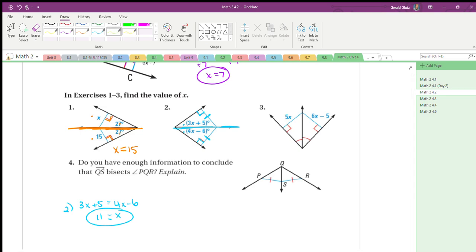And number 3, so again, we got a bisector because this is a 90-degree angle, 90-degree angle, and those two angles are congruent. Just to remind you, when we have 90-degree angles, that means this line and this line are perpendicular. That's how we get 90-degree angles, when two lines are perpendicular. We also know now that those two segments are congruent. So 5x has to be equal to 6x minus 5. So I'm going to add 5 to both sides and subtract 5x. Hopefully, I'm not skipping too many steps there, but x should equal 5.